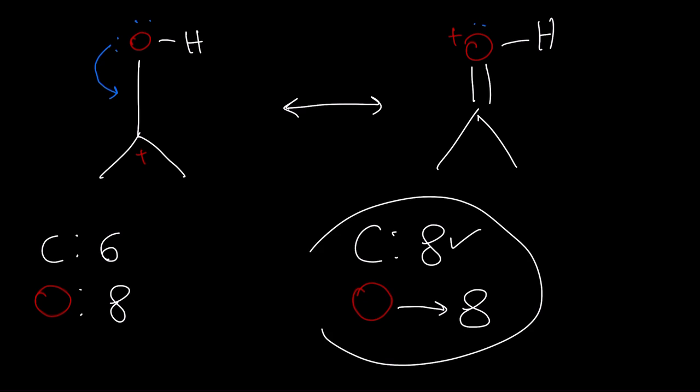Because the structure on the right side follows the octet rule for both the oxygen and the carbon, it is going to be the more stable structure.